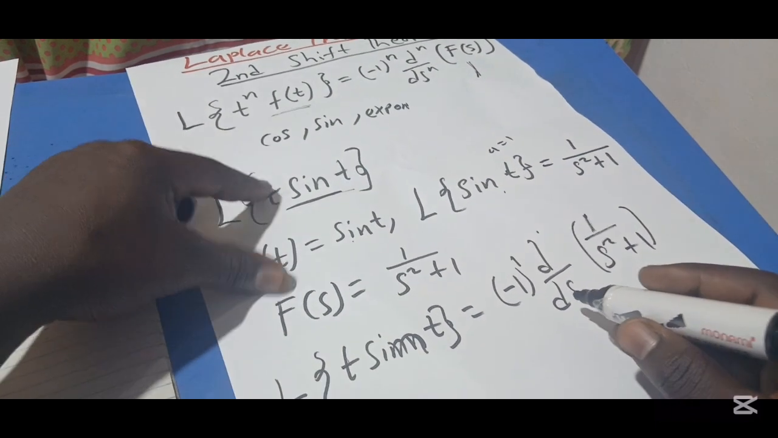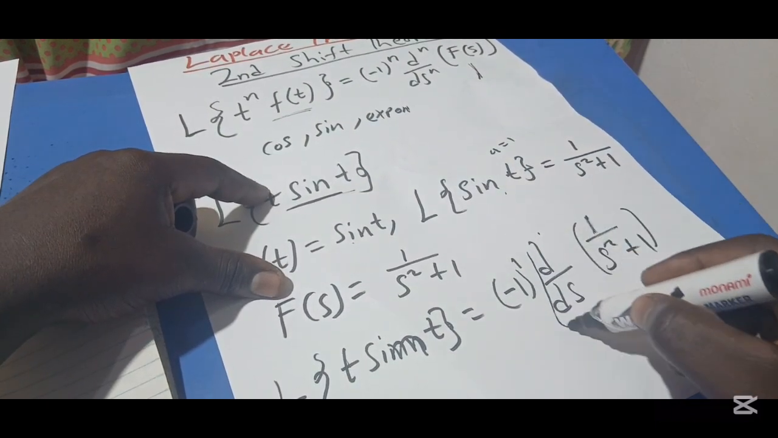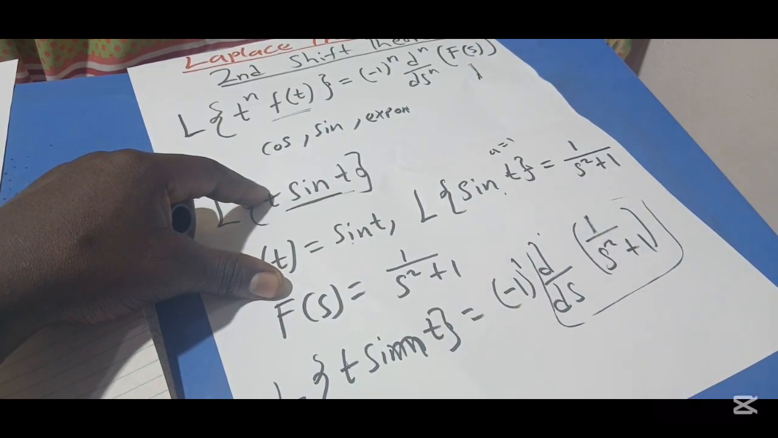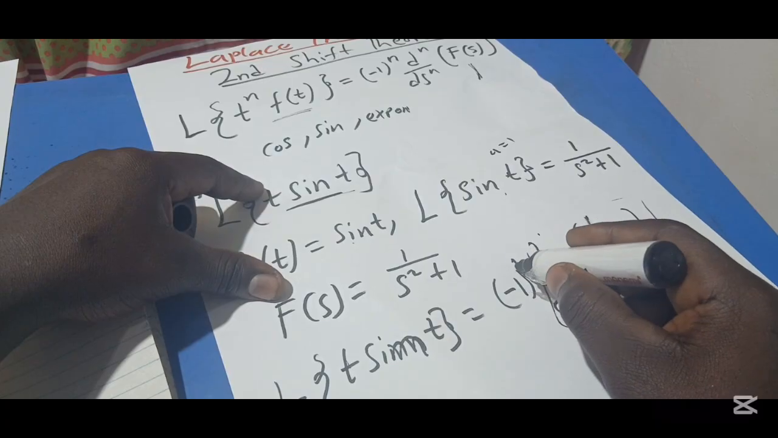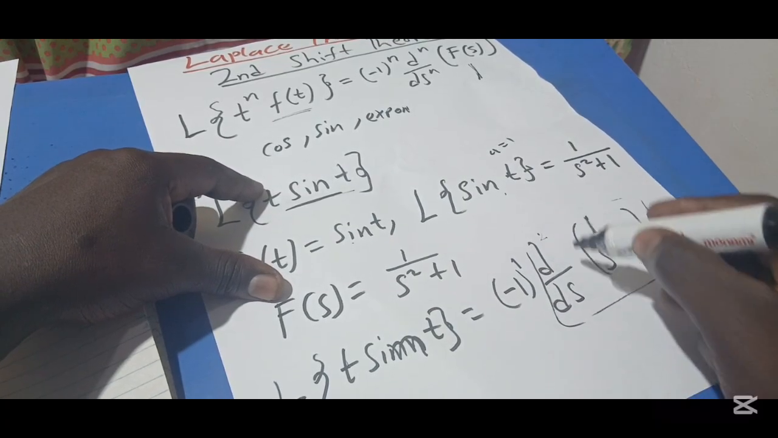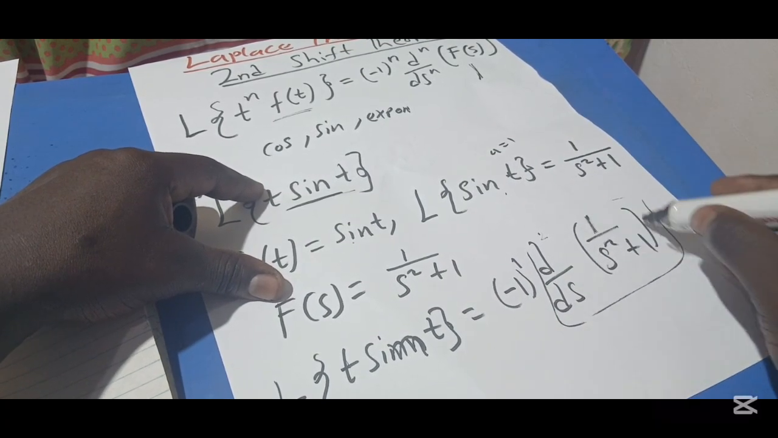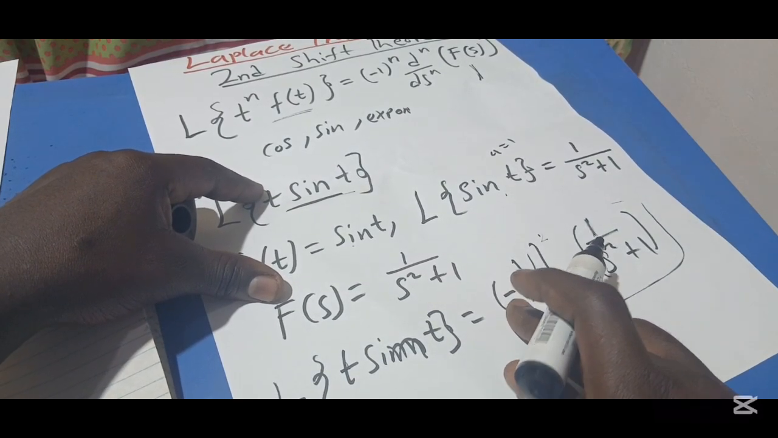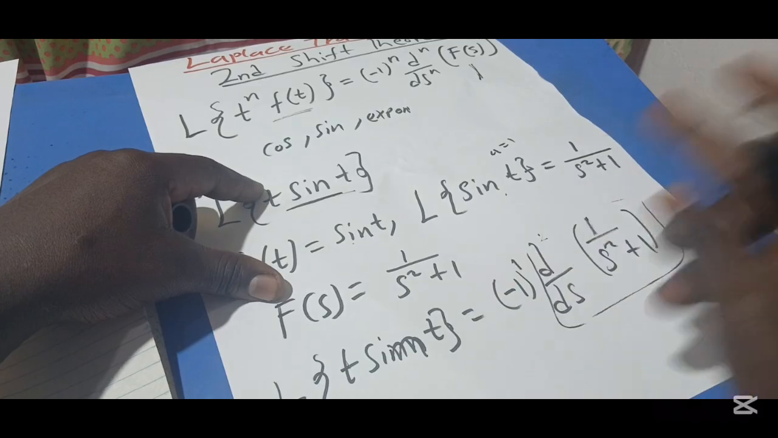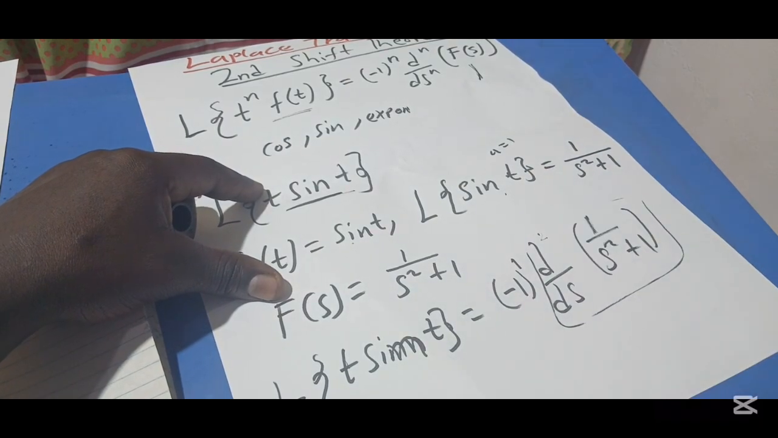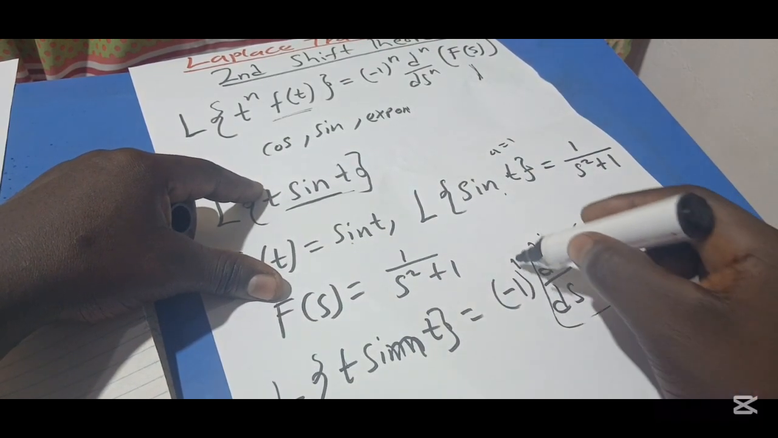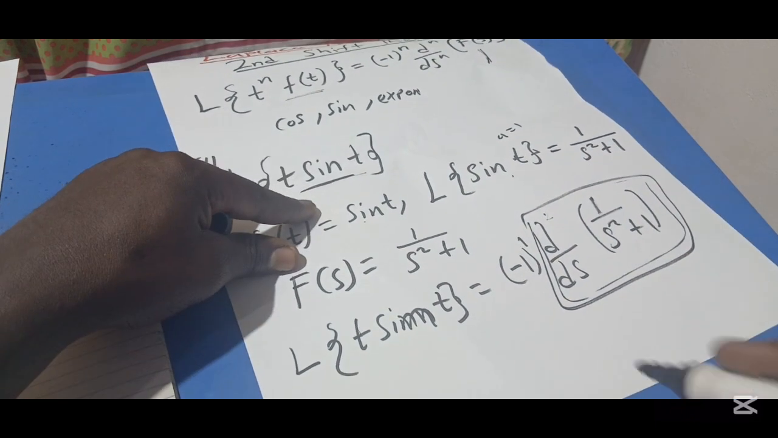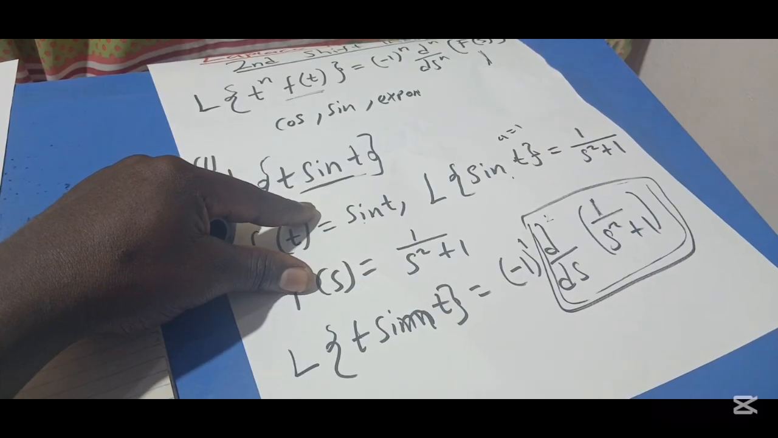So what this means is that we are to differentiate this term. Let's say our n was 2, then we would have 2 here and 2 here, meaning we are going to differentiate this whole thing twice and multiply it by minus 1 to the power n. So now let's look for the differential of this. Let's differentiate 1 over s squared plus 1.